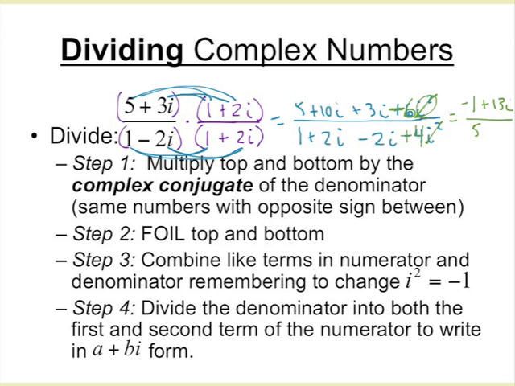2i and -2i, they cancel each other out. That should happen every single time. That's why we're multiplying by what we're multiplying by, so that those imaginaries will disappear. We want our final answer to be a plus bi, so our last step is just to take this 5 that's on the bottom and divide it into each part of the top individually. So our final answer is going to be -1/5 plus 13/5 i. So we just take that 5 that's on the bottom and divide it into both numbers on the top individually.